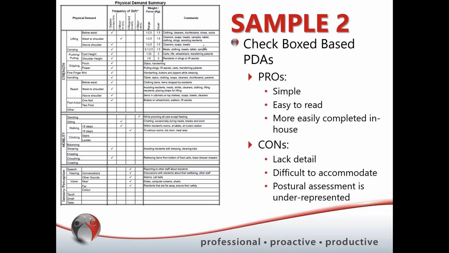And it gets hard to sort through all the different components. So the checkbox PDA is still simple, still pretty easy to read, but doesn't necessarily have the level of detail that you want in order to address all of the accommodation issues that you might come across. The other con that I didn't mention on the last slide is that typically in a checkbox-based PDA, the postural assessment is underrepresented, which means that they just don't provide as much detail on the posture component. And so you end up with some difficulty accommodating someone who has a restriction based on posture. So how far they have to reach, for example, they can't work more than 15 inches in front of their body. That's not really documented well in a typical checkbox-based PDA.